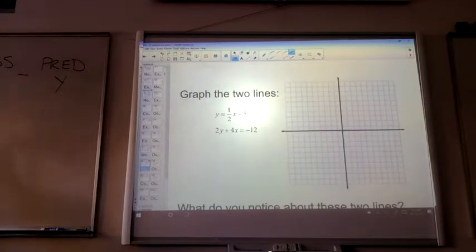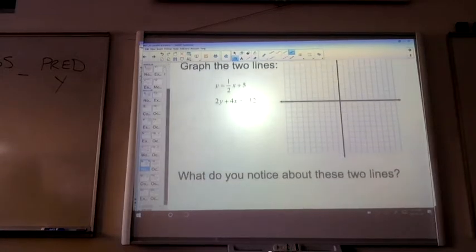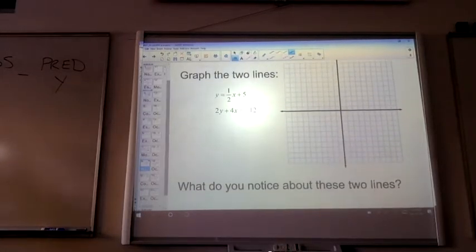Number 8, graph the 2 lines. Oh, what do we have here? All right, let's graph these. I'll do this first one in red. What's the y-intercept? 5. Slope is 1/2, so up 1, right 2. Everyone good with that?